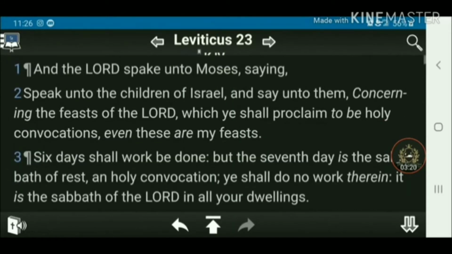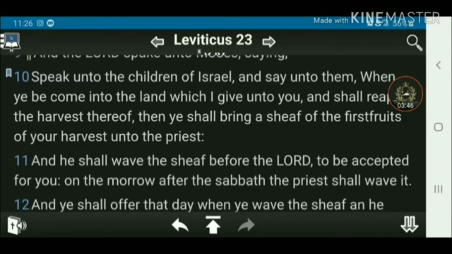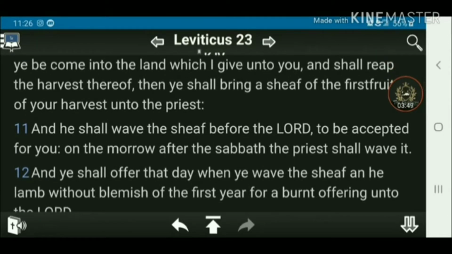All right. And we're going to start reading at verse 10. It says, Speak unto the children of Israel, and say unto them, When ye be come into the land which I give unto you, ye shall reap the harvest thereof. Then ye shall bring a sheaf of the first fruits of your harvest unto the priest. And he shall wave the sheaf before the Lord, to be accepted for you. On the morrow after the Sabbath, the priest shall wave it.